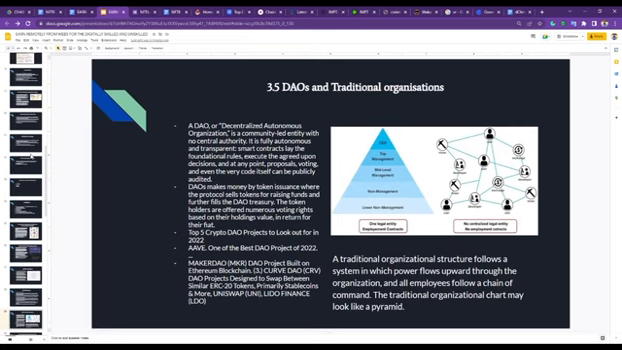The next one here is talking about DAOs and traditional organizations. A DAO, or decentralized autonomous organization, is a community-led entity with no central authority. It is fully autonomous and transparent. Smart contracts lay the foundation rules and execute the agreed-upon decisions at any point. Proposals, voting, and even the very code of conduct itself are publicly audited on a DAO.